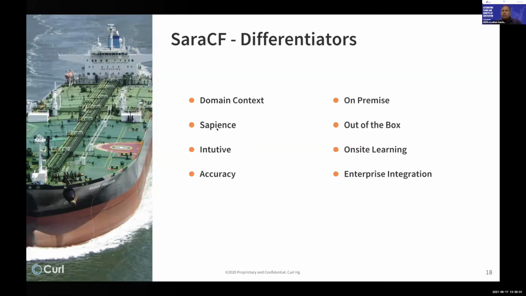And one of the key things we understand in the commodity trading industry is the requirement of data to be protected. So SaraCF is being designed to be deployed on-prem. At this point of time, it is available directly as an on-prem solution for our customers so that they can be rest assured that the data lies within their premises and the learning is happening on their premises and nothing needs to be coming back to us.